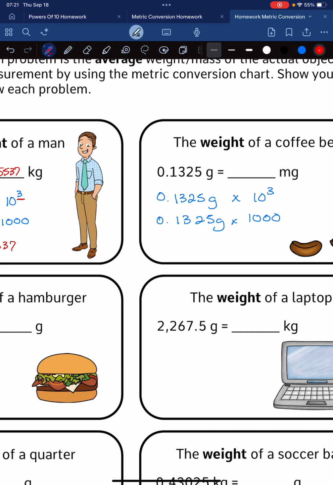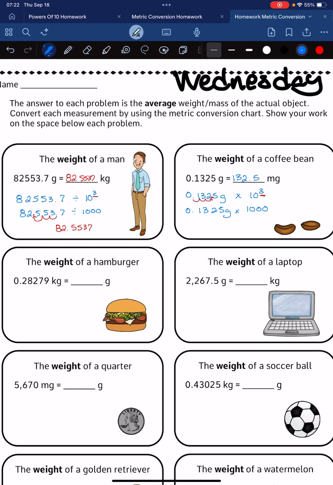And so now I will be moving my decimal place. How many places to the right? Beautiful. So I'll go 1, 2, 3. Right here, my decimal point will go right there. And so now I have 132 and 5/10 in milligrams. Okay? You do that all the way down. They are pretty much the same.